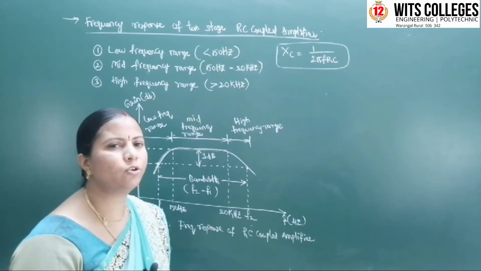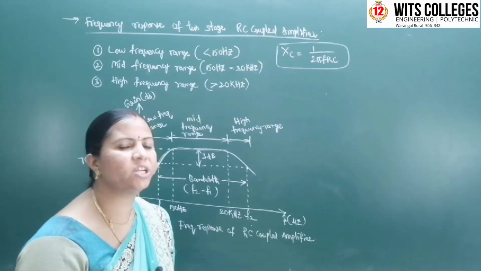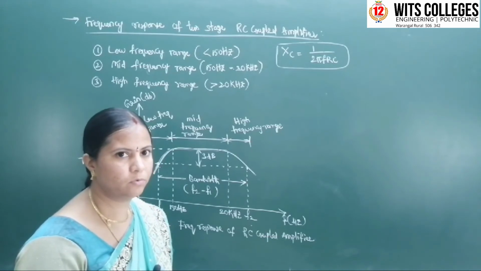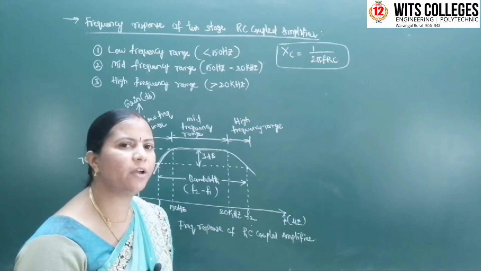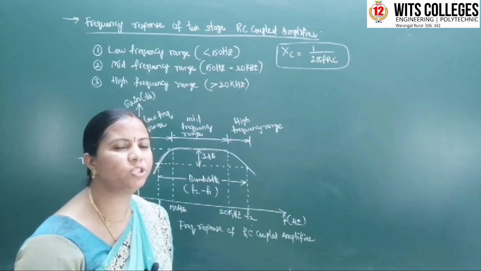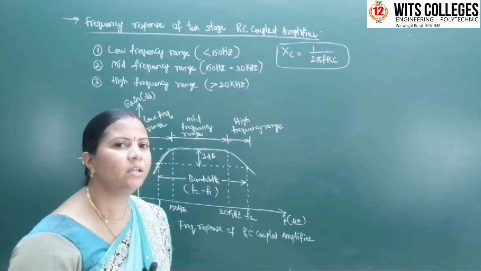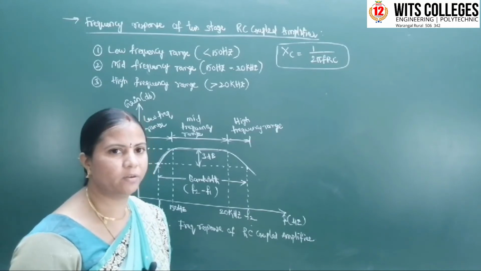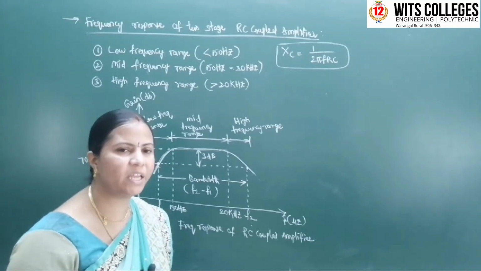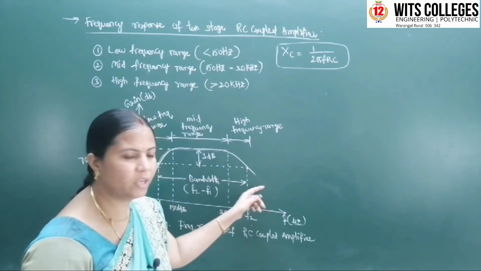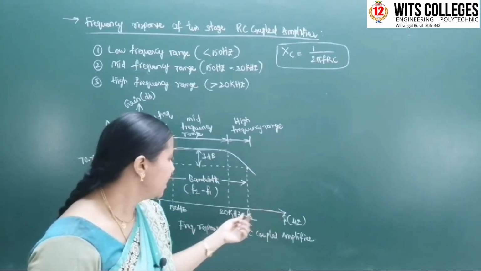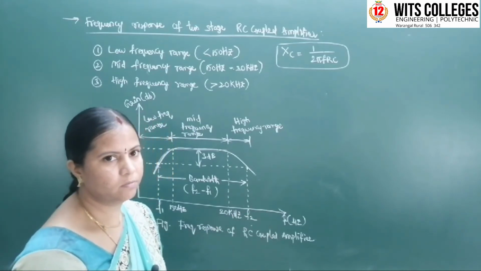So at high frequency ranges, there is an interelectrode capacitance effect between the junctions of the transistors. Because of this interelectrode capacitance, there is a shunting effect, that is nothing but the circuit will be short circuited. The circuit is going to be shorted. So because of the shunting effect, the voltage gain of the amplifier is going to be reduced at the high frequency ranges.